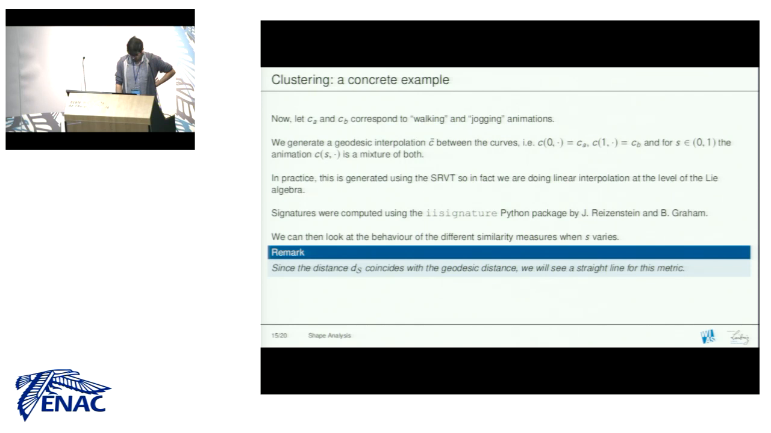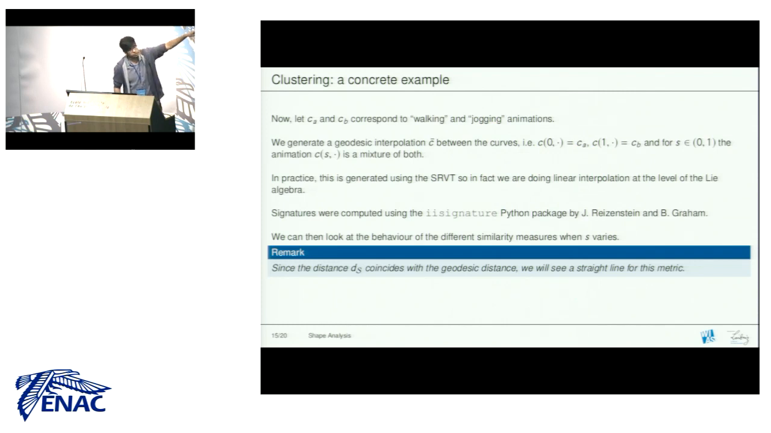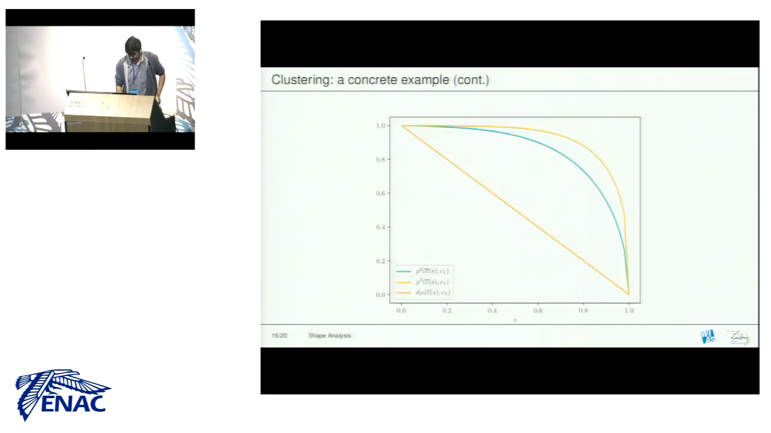Right, and as a final thing, I want to show you an example where I take two animations and do geodesic interpolation in the sense of this weak Riemannian metric. So you really interpolate both animations and look at how this signature metric behaves for different choices of norms. Since DS, the distance I showed you before, obtained as the infimum over all reparametrizations, is actually the geodesic distance, you see a straight line when S goes from 0 to 1, because you're actually following the geodesic. So here are some things that you can compute.